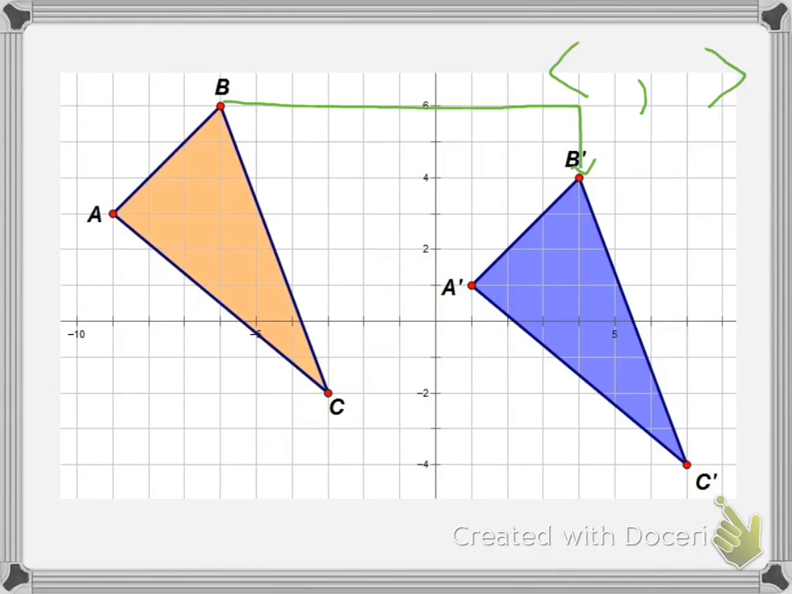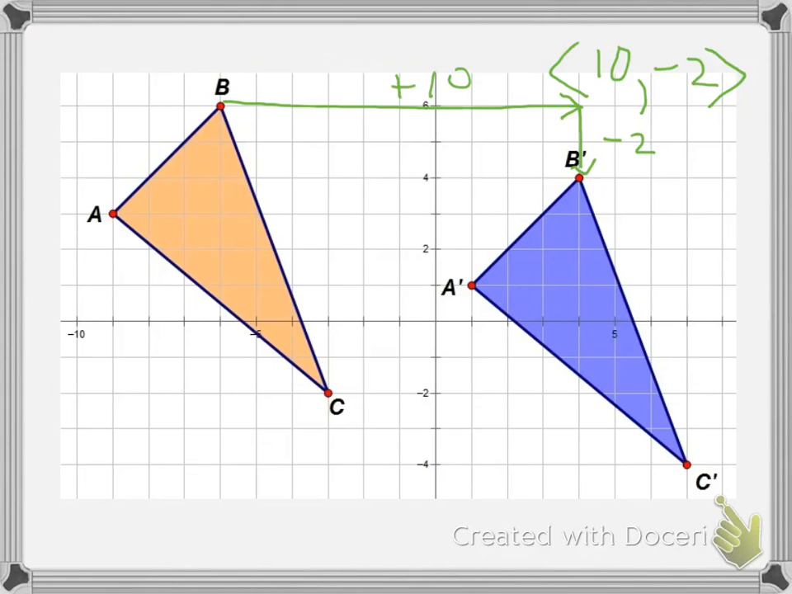and this vertically. And so I know I went down 2, and it looks like 2, 4, 6, 8, looks like 10 spaces to the right. I went 10 that way. And going 10 to the right is positive, going 2 down is negative. So my vector is going to be 10, negative 2.